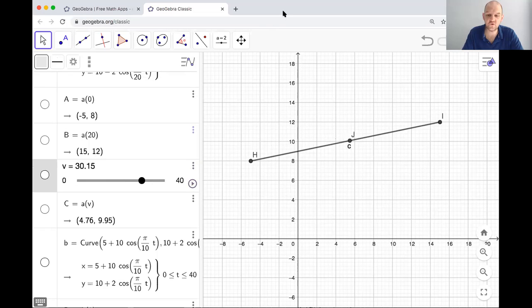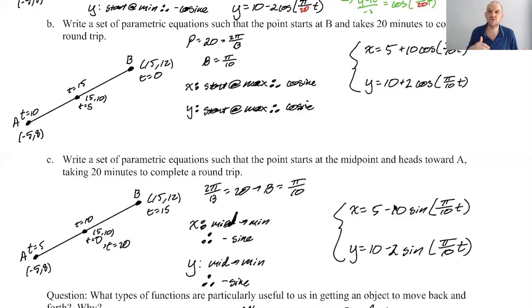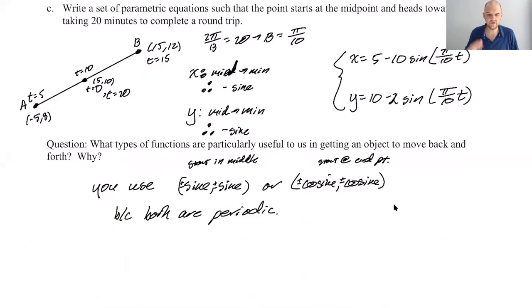So this is a really cool thing that you can do to make a point go back and forth. I recommend you play around with it. See if you can come up with some examples where you're using positive cosine and negative cosine, or positive sine and negative sine. Mix it up, try to make things happen. But anyway, we are done with this.